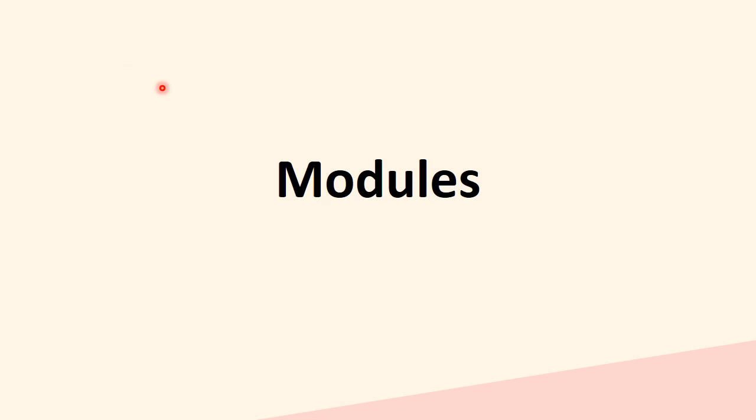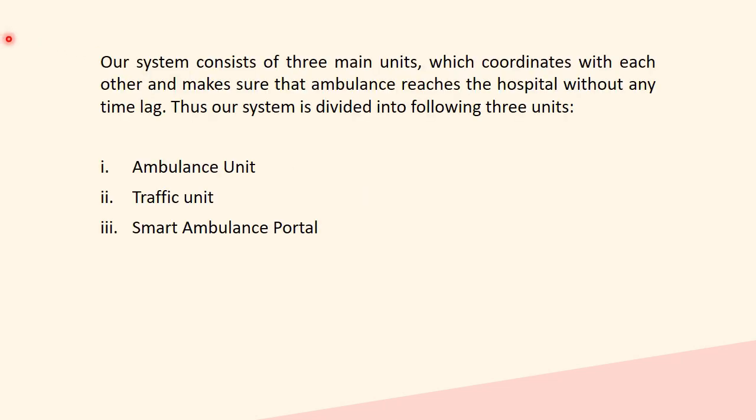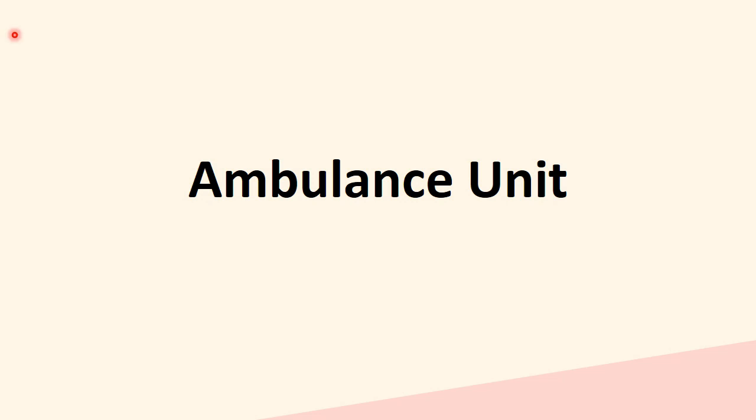The modules of our project. Our system consists of three main units which coordinate with each other and make sure that the ambulance reaches the hospital without any time lag. Thus, our system is divided into the following three units: ambulance unit, traffic unit, and the smart ambulance portal.